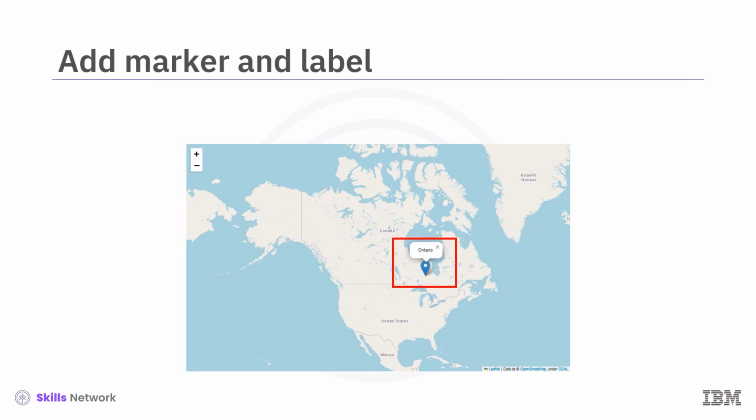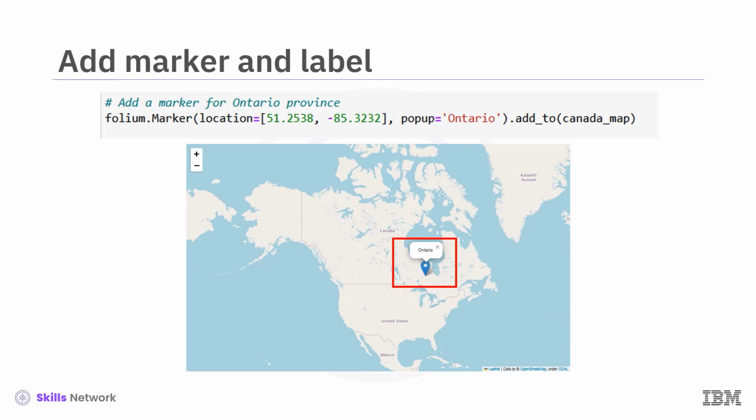Ontario is a Canadian province that contains about 40% of the Canadian population. It is considered Canada's most populous province. Let's add a marker for Ontario Province, one of the largest provinces in Canada, to our map. Using the folium.Marker function, we specify the location parameter as 51.2538, 85.3232, representing the approximate coordinates for Ontario. Additionally, we set the popup parameter as Ontario to provide a label when the marker is clicked.